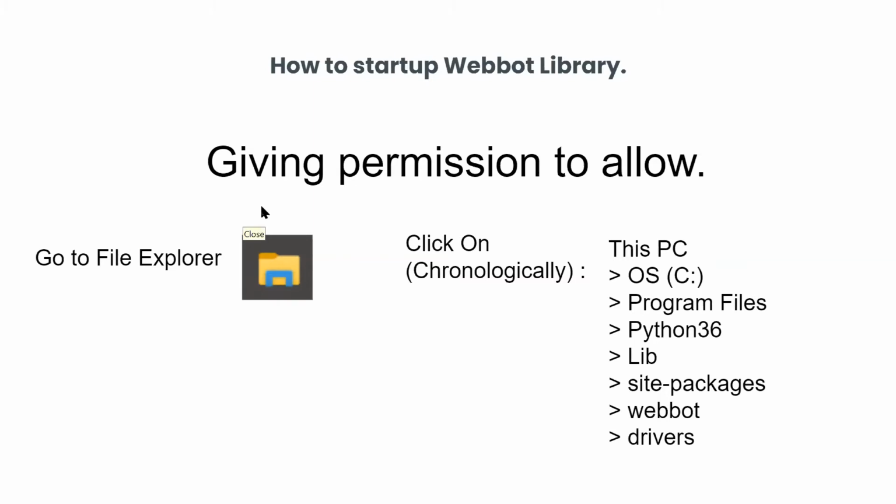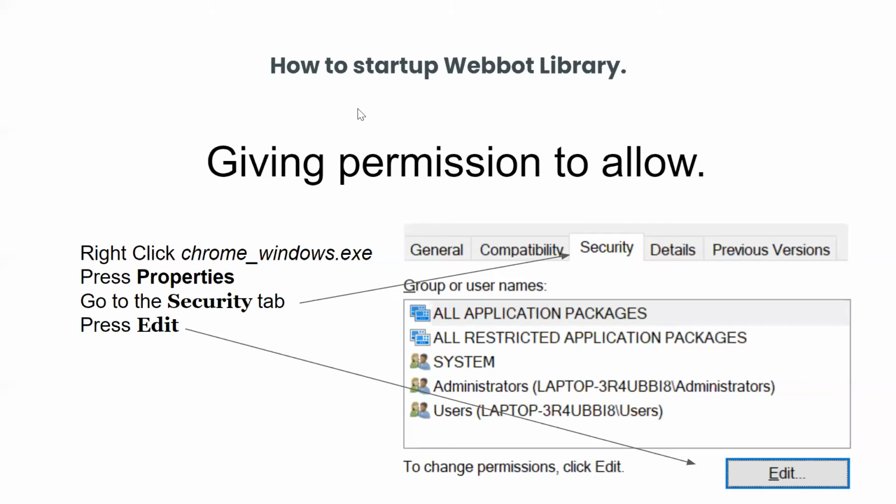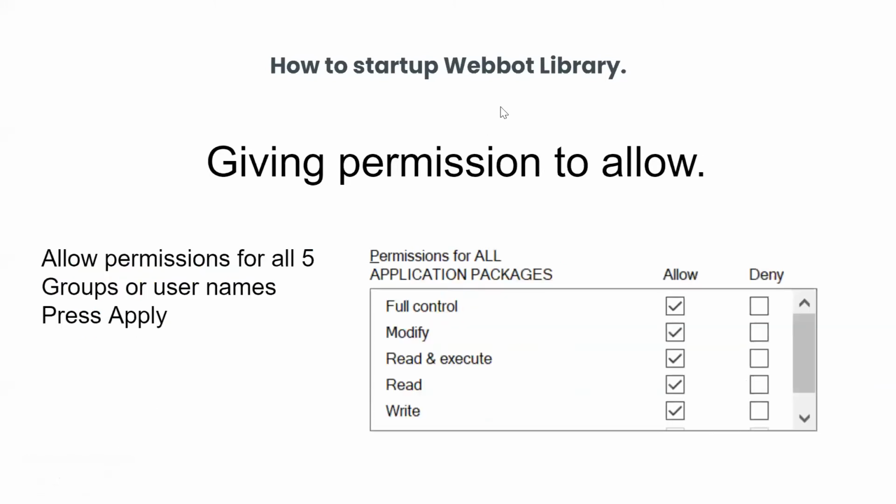Okay, so now we're moving on to how to give permissions. Right-click chrome_windows.exe, click properties, and under the security tab, click edit. This will allow you to give permissions for chrome_windows and resolve the permission error. After that, click allow under full control and click apply. Once you do that, it should resolve your access denied permission error. You can retry, and if you still have errors, let us know.